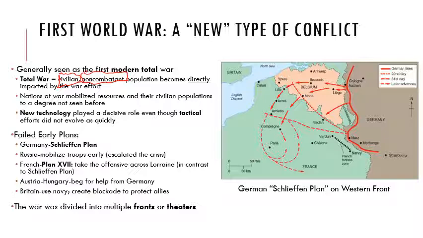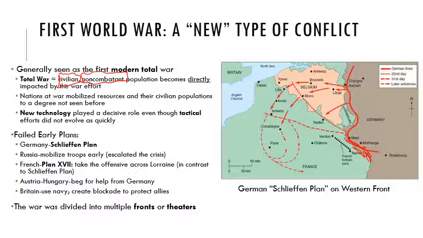The French had a plan called Plan 17, which was to take the offensive across Lorraine, in contrast to the Schlieffen Plan, because they were looking at attacking via the border between Germany and France instead of going through Belgium. I kind of forget exactly where Alsace-Lorraine is. I believe it's down here in this area, but correct me if I'm wrong. I'm sorry, geographically challenged. Austria-Hungary was to basically beg help from Germany, and Britain was to use the Navy and create a blockade to protect allies.